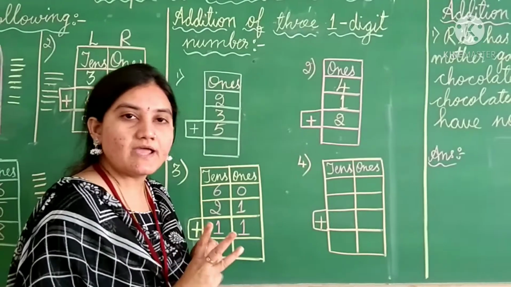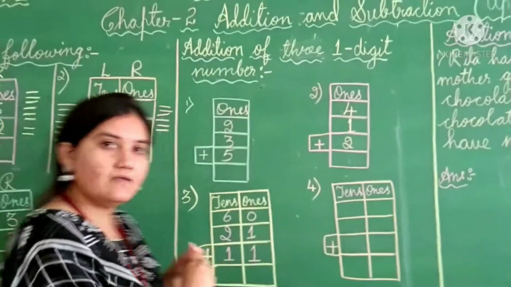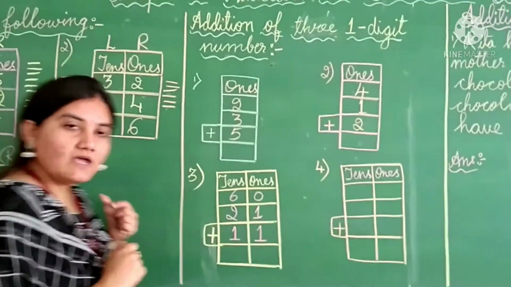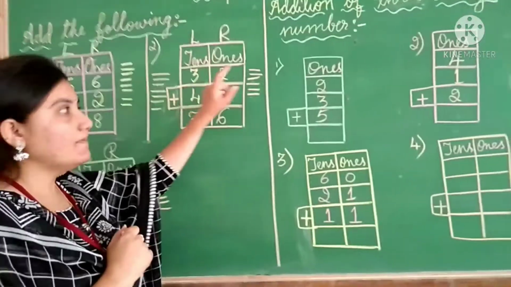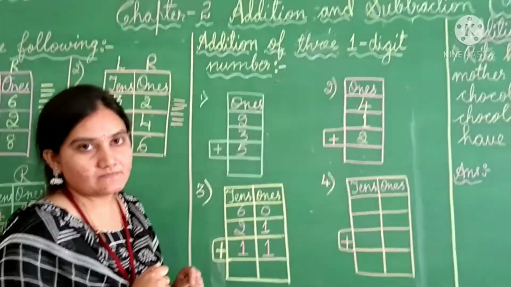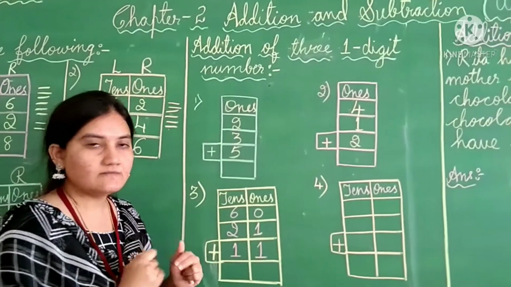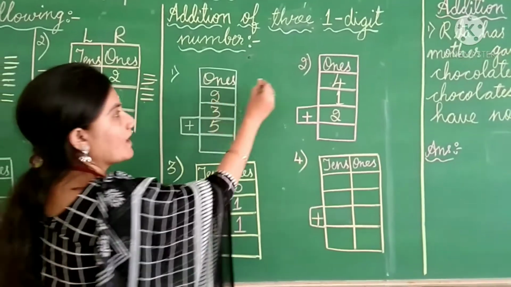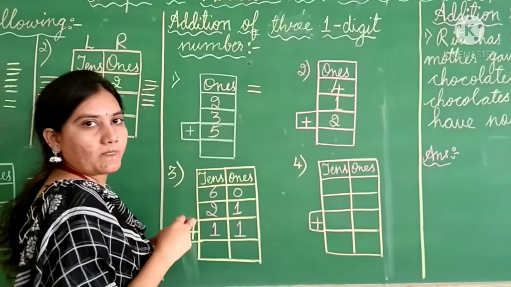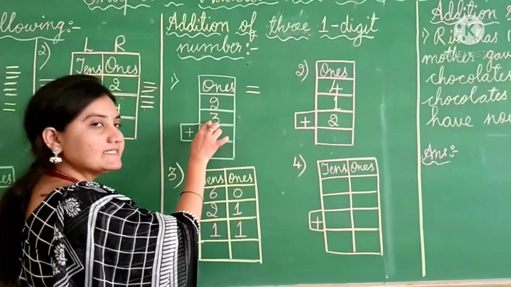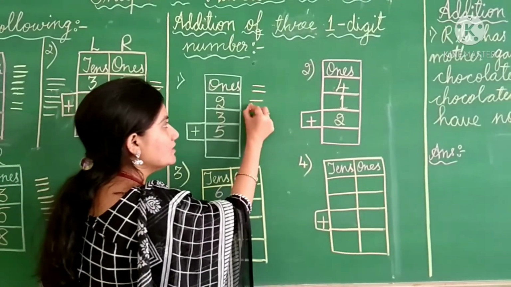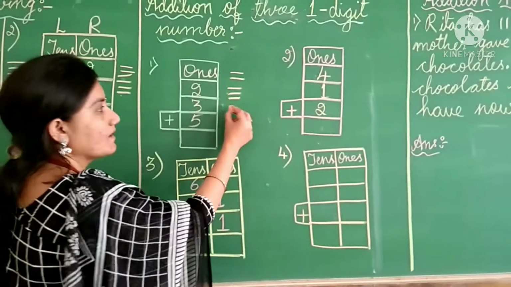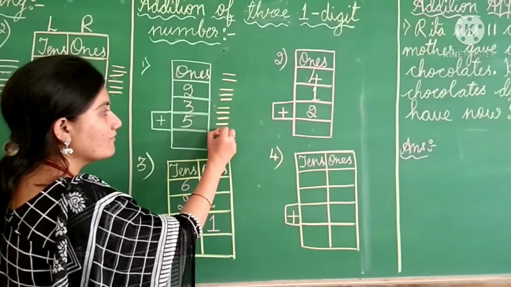3 numbers will be there, only 1 digit. Okay? 1 digit means only ones is there. Here we have learned ones and tens, but here only ones, three times. See, what's the first one? 2. I'll draw here 2. Next number is 3. Then I'll draw here 1, 2, 3. Third number is 5. 1, 2, 3, 4, 5.